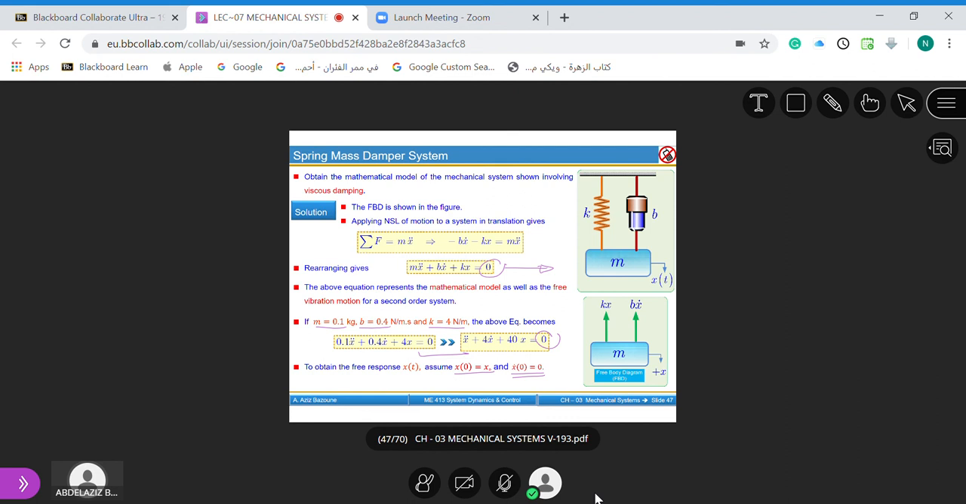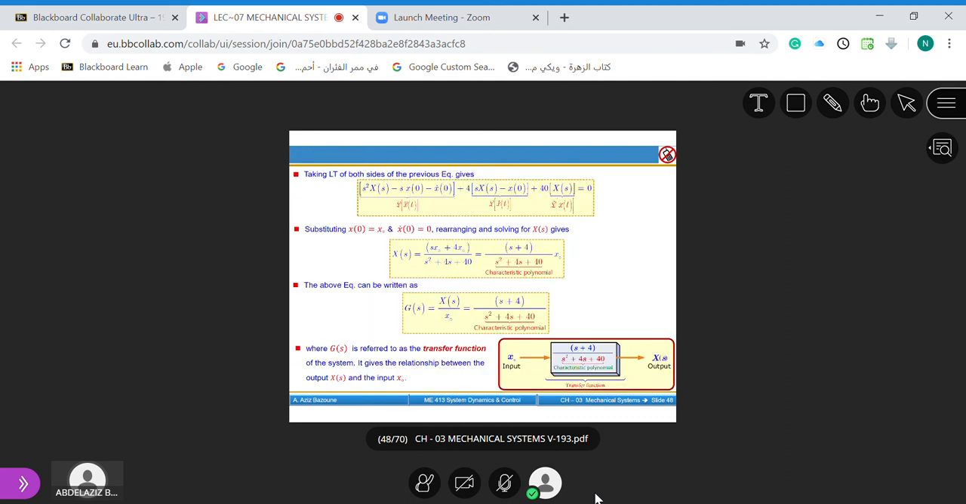We have seen how to solve this in chapter 2 using the Laplace transform. To solve it, just take the Laplace transform of both sides. You will end up with s square X of s minus s x0 minus x dot 0, plus 4 times s X of s minus x of 0. This is the Laplace transform of the first derivative, and this is the Laplace transform of the second derivative. And then plus 40 times the Laplace transform X of s. If you take X of s common and solve for X of s, you end up with this equation: s x0 plus 4 x0 plus x dot 0, over s square plus 4 s plus 40. Now we can write it also in this form. We take s x0 out.